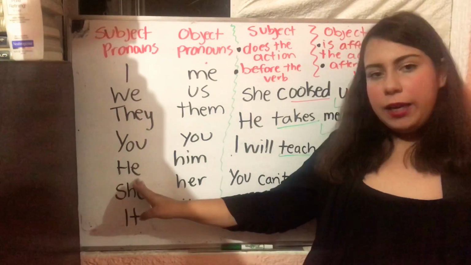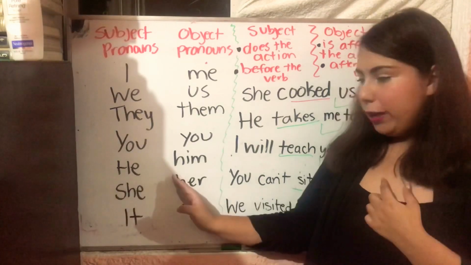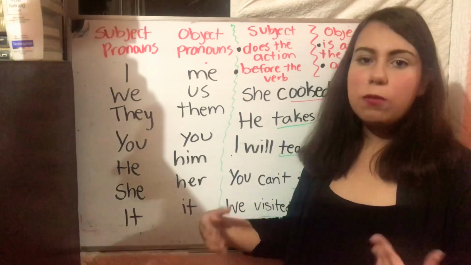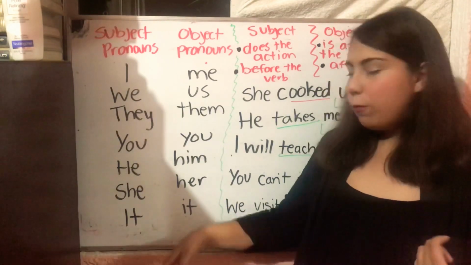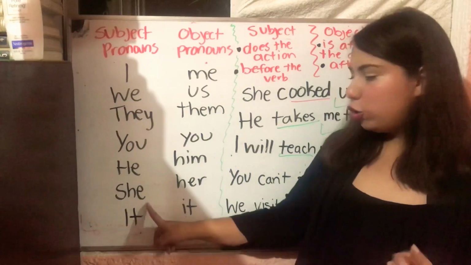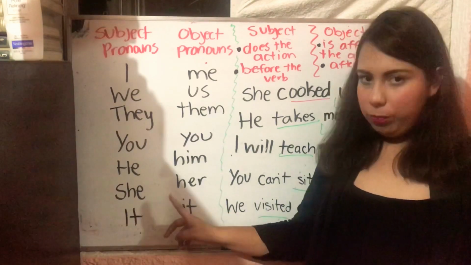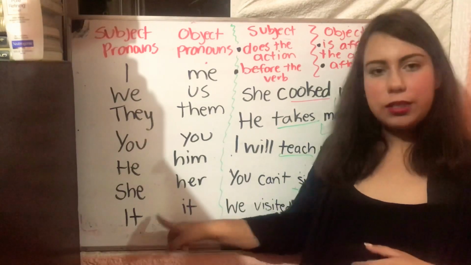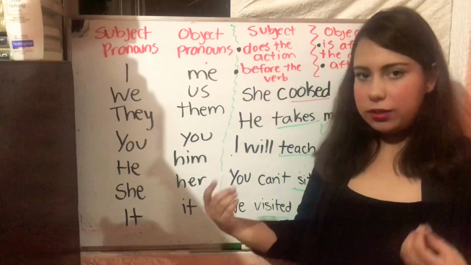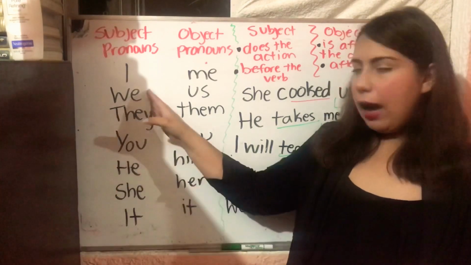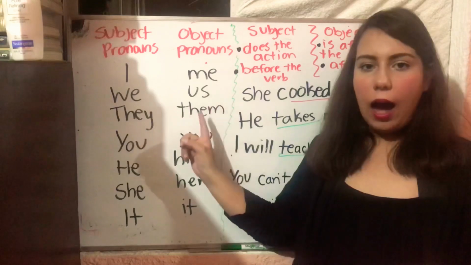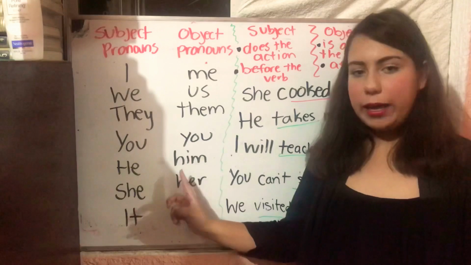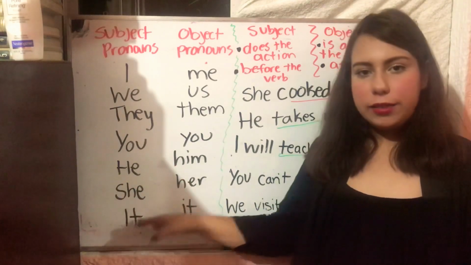Okay, now he is the subject pronoun for him. He, him, this is third person singular, and we use this for a male, for a man. For a woman or for a female, we use she. She, her. And this is, again, third person singular. And last, third person singular, it, it. But we use this for objects, for things, okay? So: I, me, we, us, they, them, you, you, he, him, she, her, it, it.